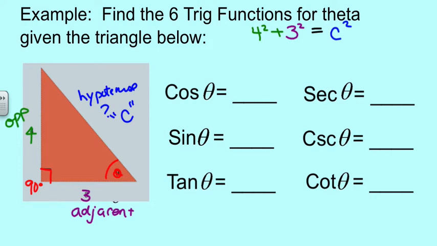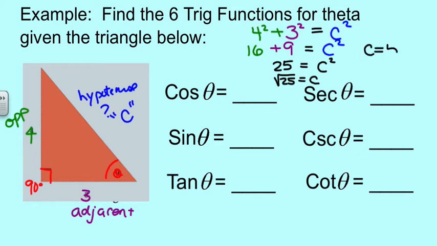Now we're going to go ahead and simplify that equation. So 4 times 4 is 16. 3 times 3 is 9. Equals c squared. Add those two numbers together, and you get 25 equals c squared. To undo that c squared, we have to square root both sides. And you don't have to worry about the negative in that radical because you can't have a negative length in a triangle. So c equals 5. So now we can come back over here, and the hypotenuse is a length of 5 units.